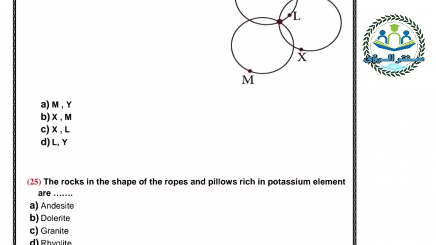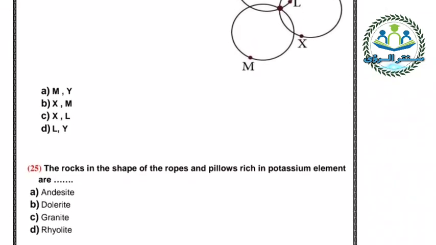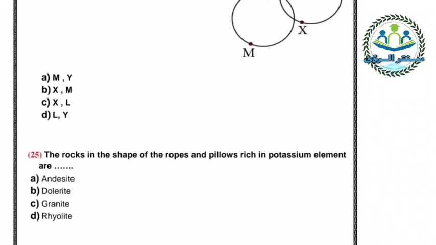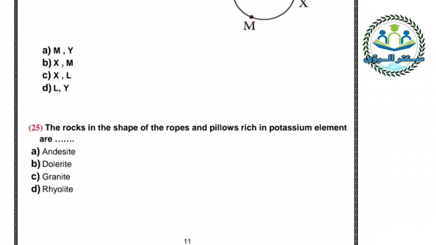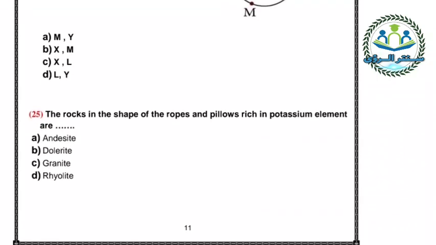25. The rocks in the shape of ropes and pillows rich in potassium element are A. andesite, B. dolerite, C. granite, D. rhyolite.